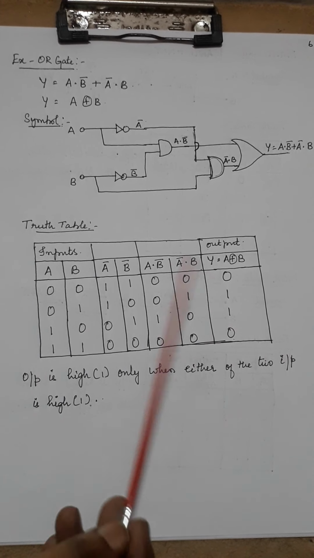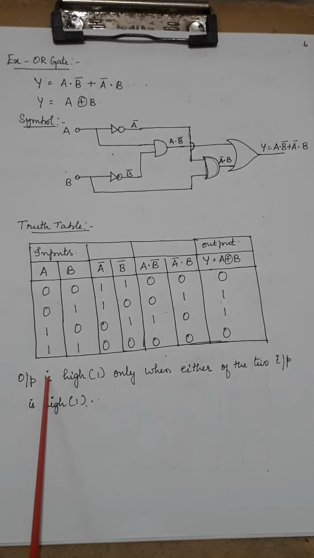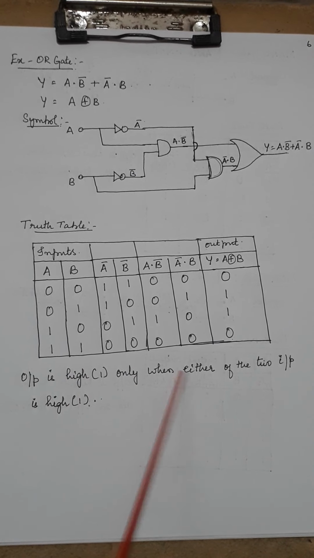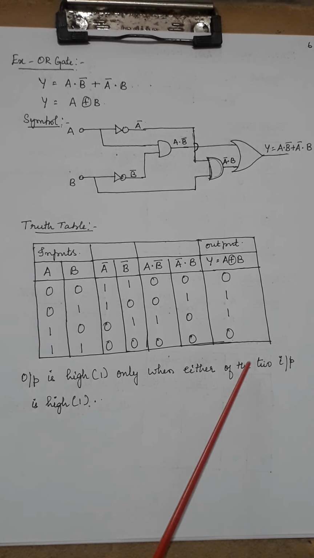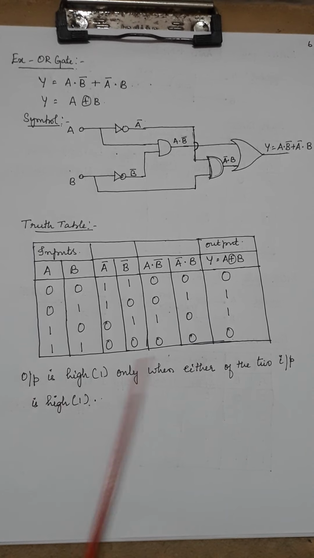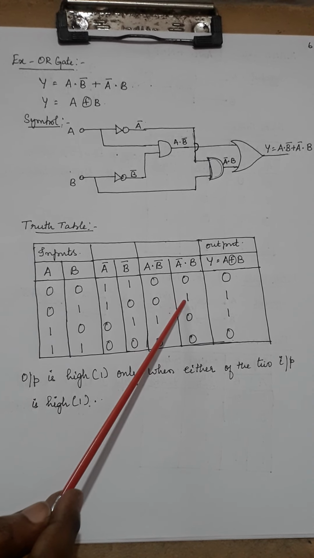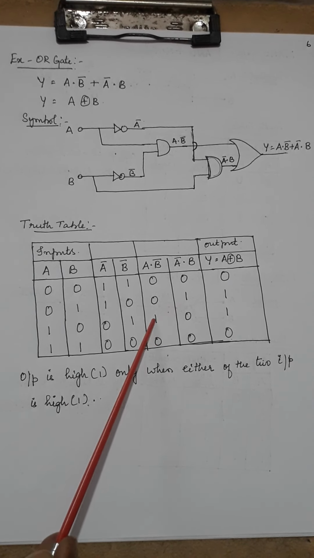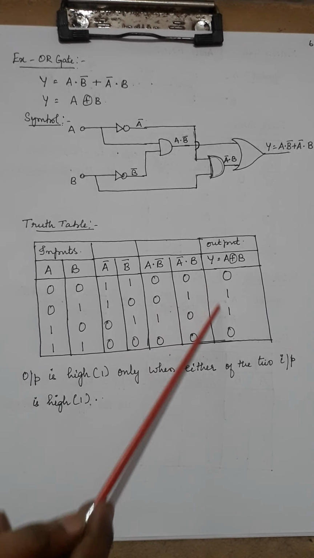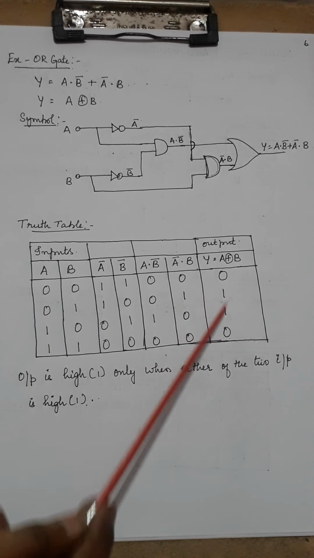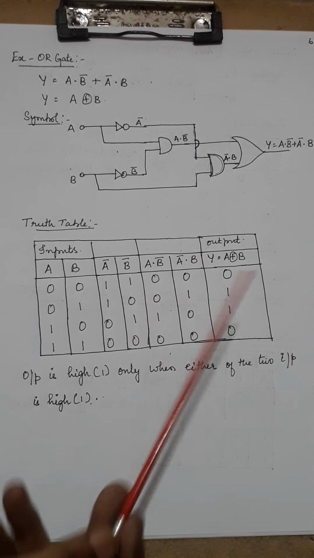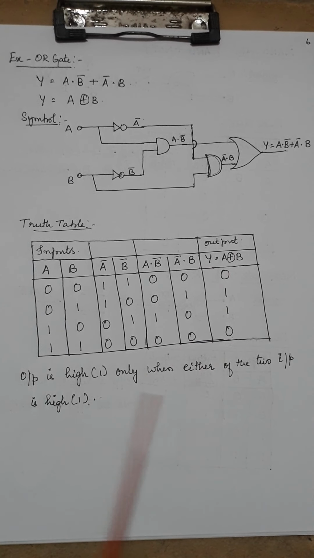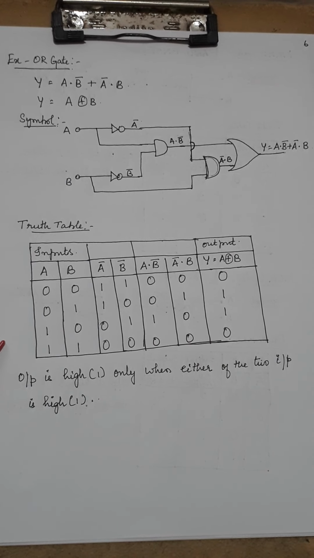So what I understand here is that the output is high only when either of the two inputs is high. Only if either this is 1 or this is 1, in that condition the output is 1. Otherwise it is 0. That is 0 and 0, and 0, 0 and 0, 0. So these are all the gates' functions.